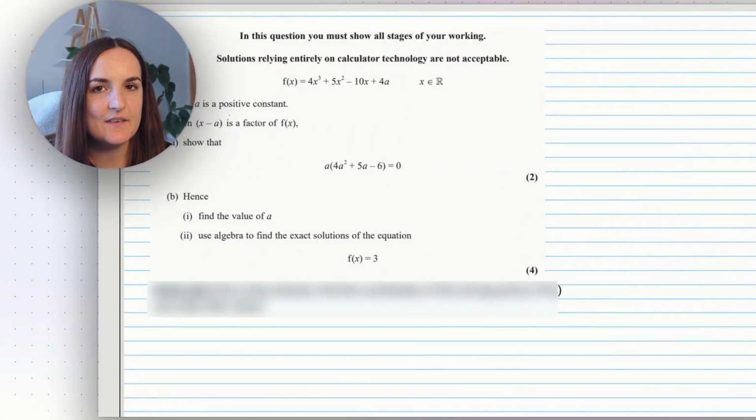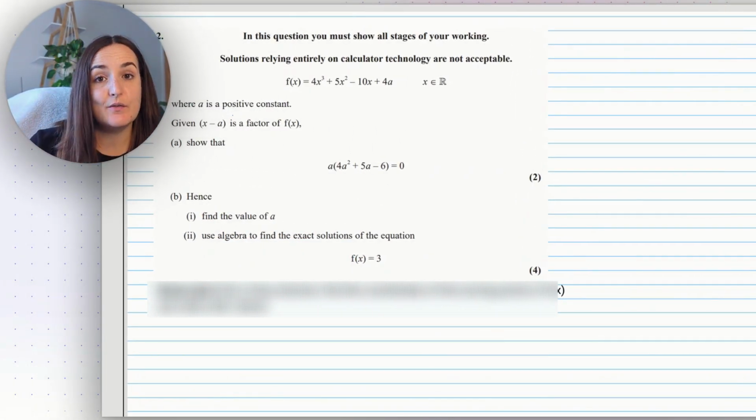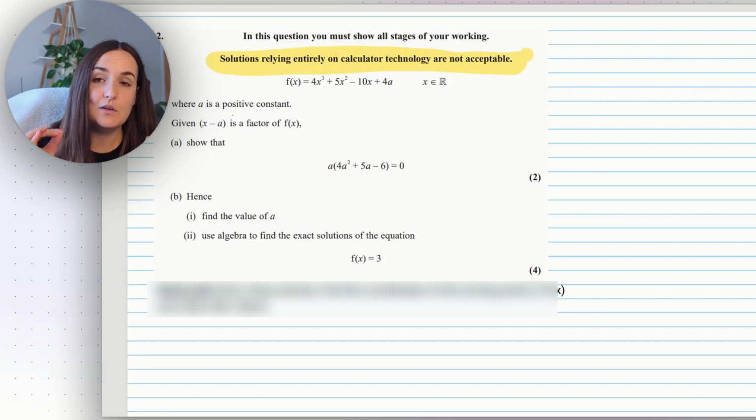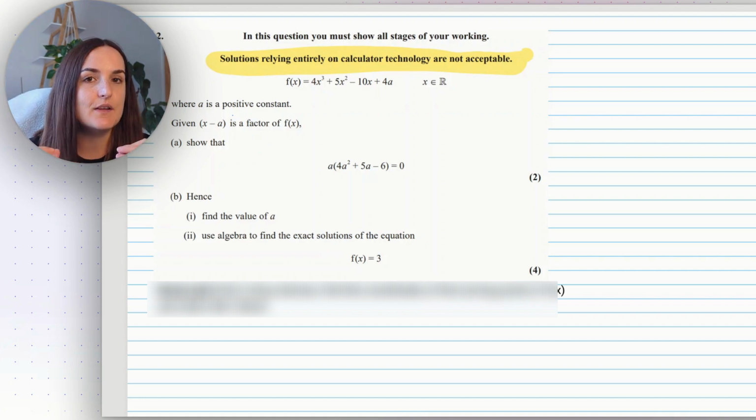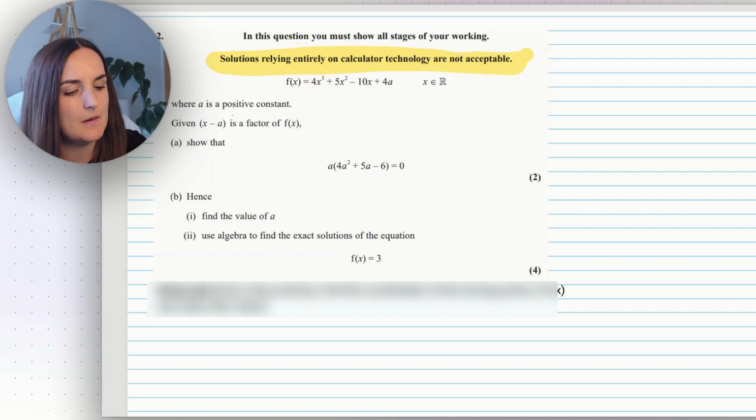Let's go. Okay, so the first thing that I noticed about this question, it says solutions relying entirely on calculator technology are not acceptable. A lot of things you can now do on your calculator. However, if they say this, they expect to see every stage of the working and not just you relying on the calculator. So let's keep that in mind when we do this.